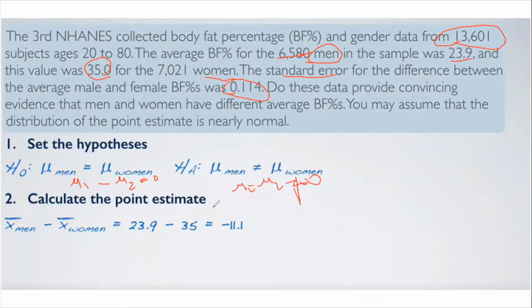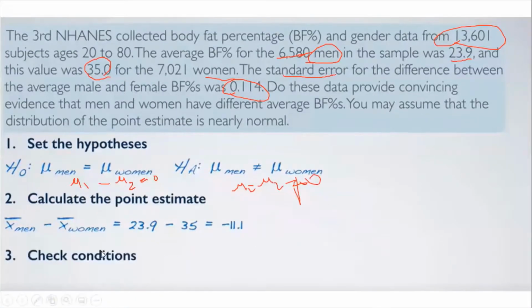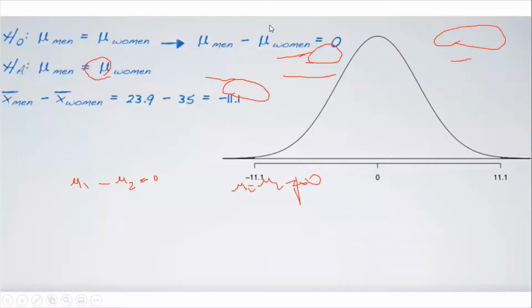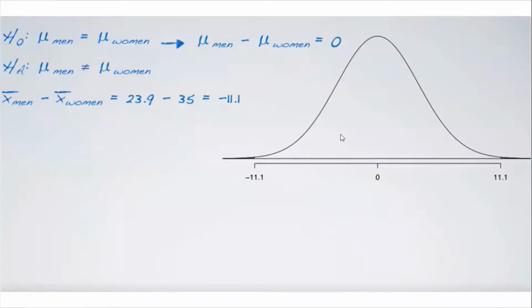So we calculated a point estimate, where we subtract the two means, which is approximately minus 11.1. And then we check the conditions. The distribution is already normal, and we got a large sample size, so the two conditions are met. Let's take a look at this distribution. This distribution is not the standard normal distribution, it is the distribution of the real values. Its mean is 0, and our difference point estimate is around here. So you see it's quite far.